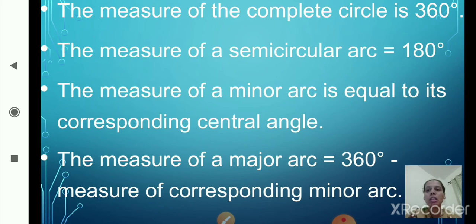How will you find the measure of a minor arc? A minor arc is equal to its corresponding central angle. And the measure of a major arc is 360 degrees minus the measure of the corresponding minor arc. The measure of a semicircular arc is 180 degrees and the measure of the complete circle is 360 degrees.